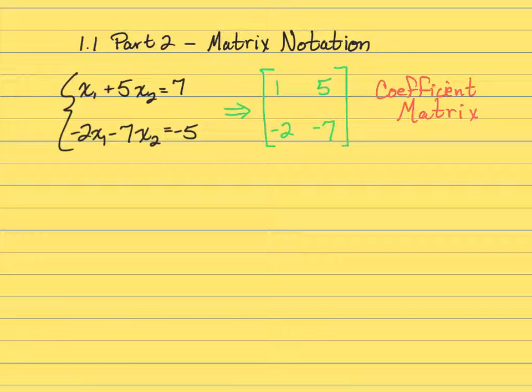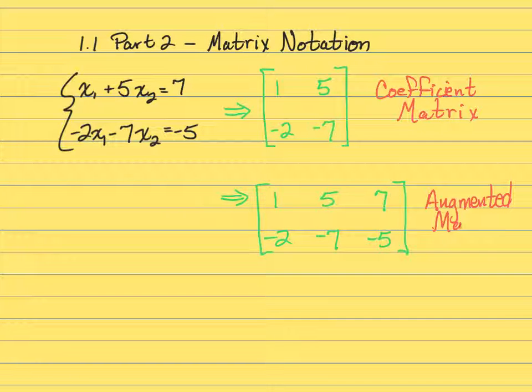However, if we go ahead and take the coefficients and also tack on the right hand side of the system, the right hand sides of the equations, the solutions, then we get what's called an augmented matrix. Now, there are times we'll use the coefficient matrix, and there's times we'll use the augmented matrix.